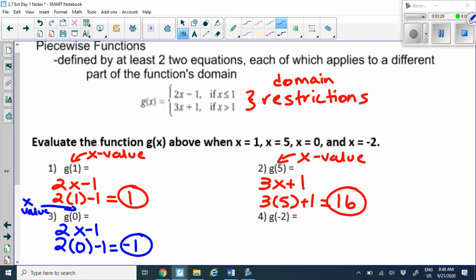Okay, for negative 2, remember negative 2 is our x value. And let's see which one works. So is negative 2 less than or equal to 1? Yes, that is a true statement. That means we're going to plug negative 2 into the top equation. So I have 2x minus 1. I plug negative 2 in for the x. So I get negative 4 minus 1, which gives us negative 5.